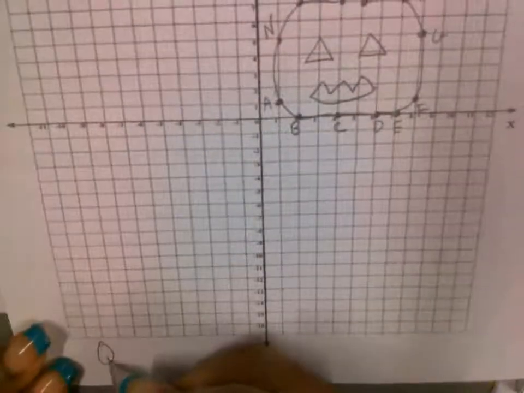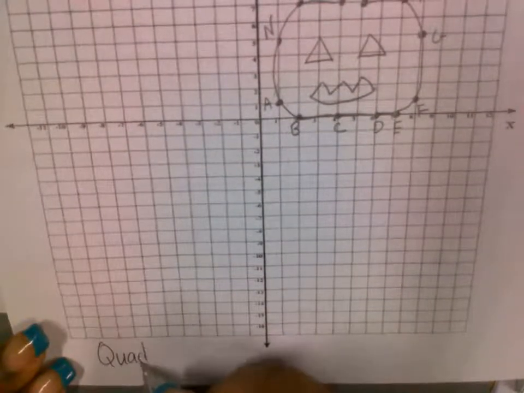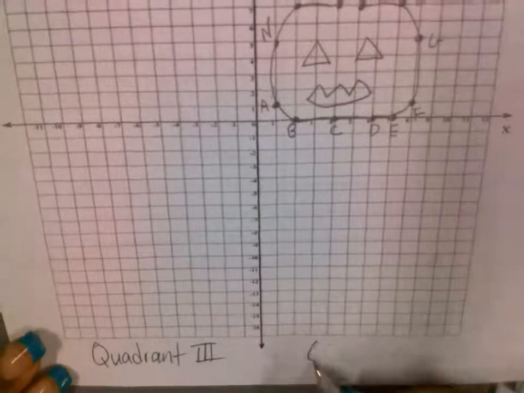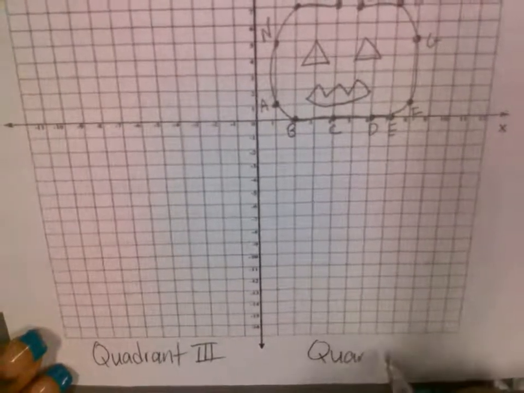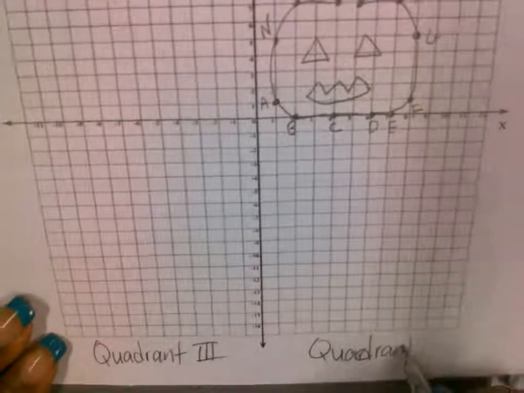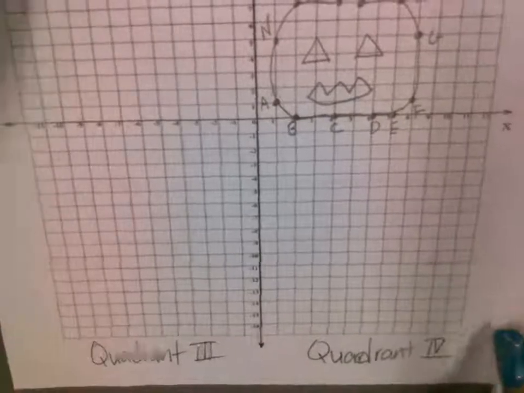This is quadrant 3. And this is quadrant 4. Please make sure that you label your quadrants, okay?